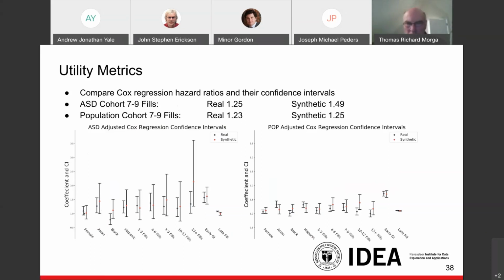Again, the black is the real and the red is the synthetic. We can see that we're getting overlapping in almost all except for late fill here in the ASD cohort, and overlapping in all of them in the population. And again, this is where the fact that the population is 10 times the data helps in terms of being able to create synthetic data that looks more like the real data.